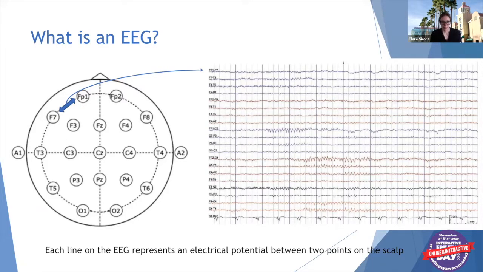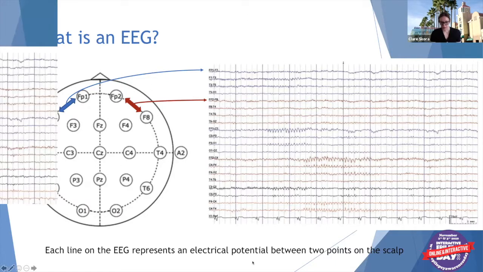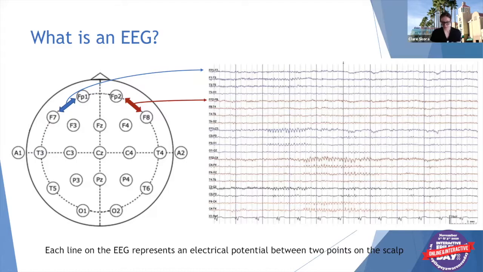And so another example on the right side here, between FP2 and F8, that electrical difference corresponds to a line on the EEG here, on the right. And so all these little arrows between these electrodes ultimately come out as lines, and then we get a full representation of how different areas of the brain are communicating with each other.